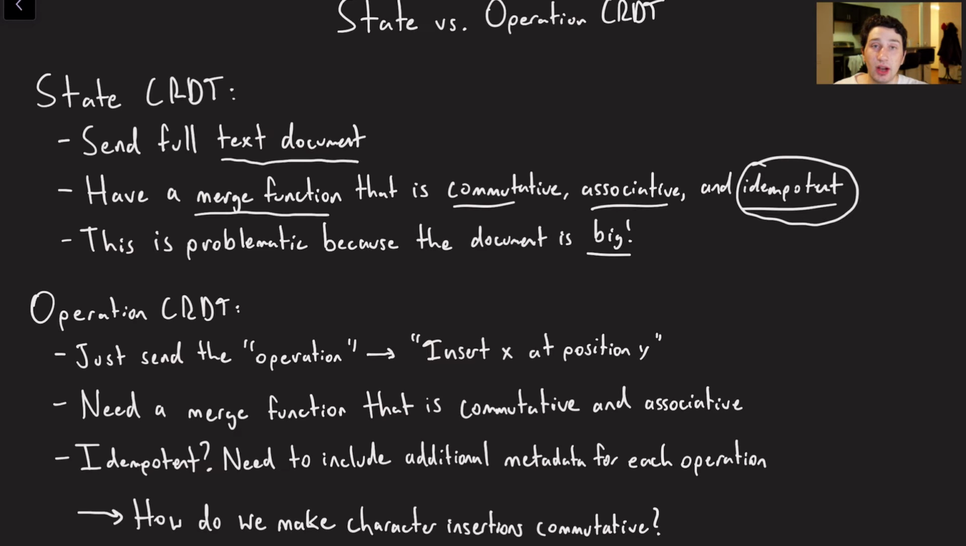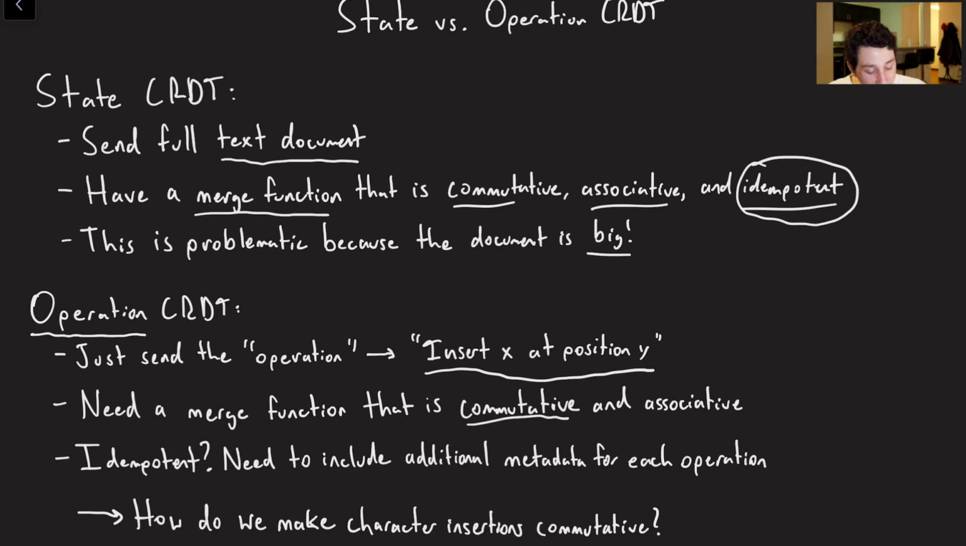So what could we actually do instead? Well, we've already talked about this quite a bit this video. We're better off just sending the operations that we do on the state. So in this case, the operation is going to be insert x at position y. Now, again, we still need to define ourselves a merge function that is going to be commutative, right?